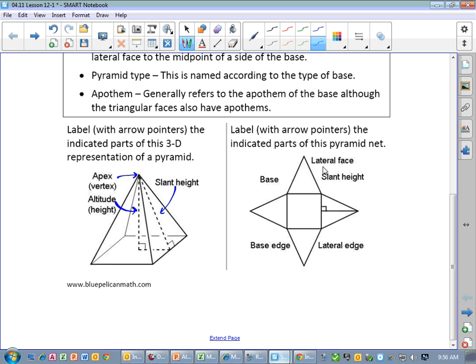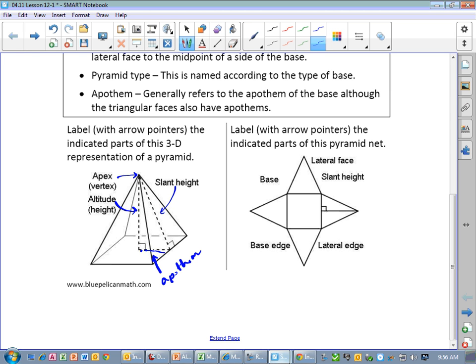One other side note, which isn't labeled here, but I'm going to go ahead and remind you of. This dashed line down here at the bottom is the apothem of the base. Because the height is going straight from the apex straight down to the center of the base, this distance from that to the edge will always be the apothem of the base.